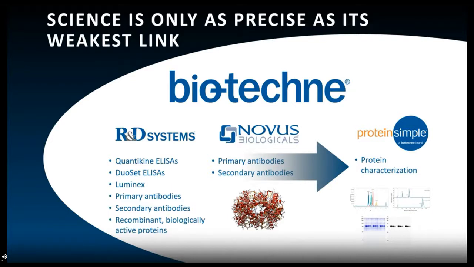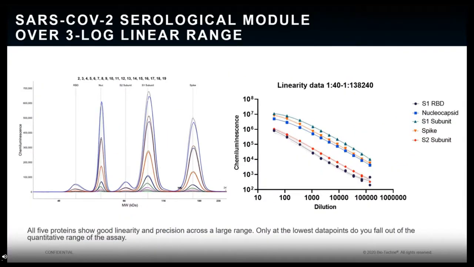And the title of the slide: Science is Only as Precise as Its Weakest Link. This is why we at ProteinSimple like working closely with all of our Bio-techne sister divisions and brands. Bio-techne produces a lot of different reagents and scientific solutions to be able to perform science, and then provides tools to generate accurate and meaningful data with reagents. And this is one nice example.